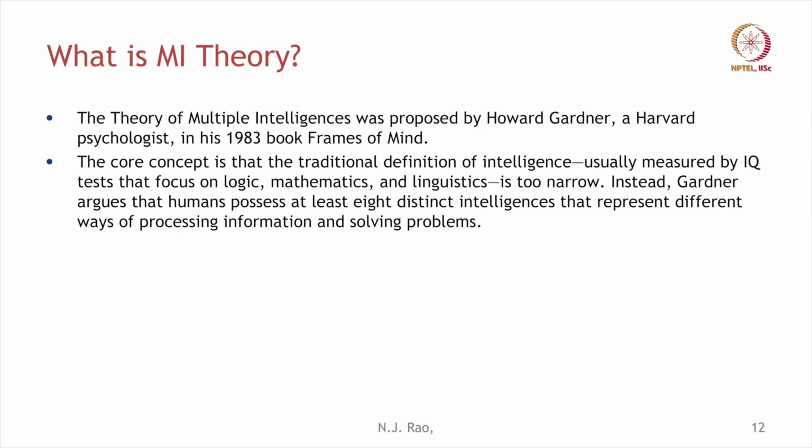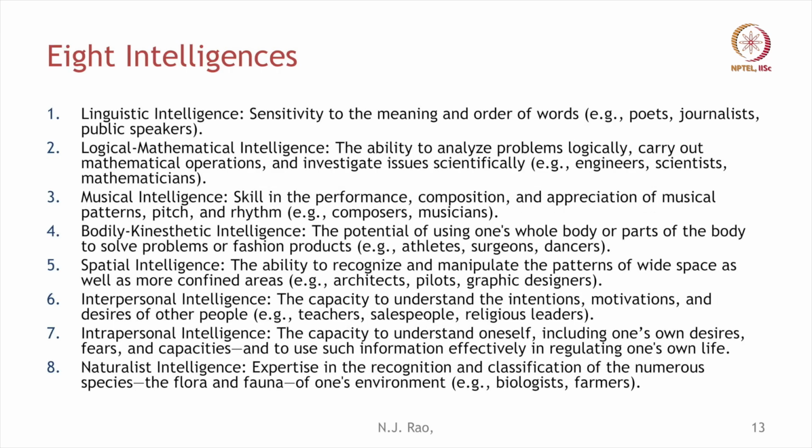The basis for this is, let me first list the 8 intelligences. Linguistic intelligence, that is sensitive to the meaning and order of words, and people who are poets, journalists, public speakers, they are good at this. Logical and mathematical intelligence, the ability to analyze problems logically, carry out mathematical operations, and investigate issues scientifically. Engineers, scientists, and mathematicians. As you can see, we only focus mainly on these two.